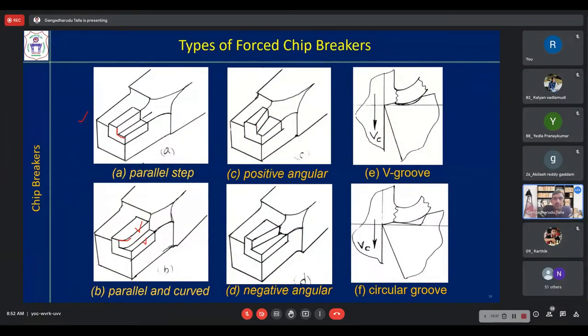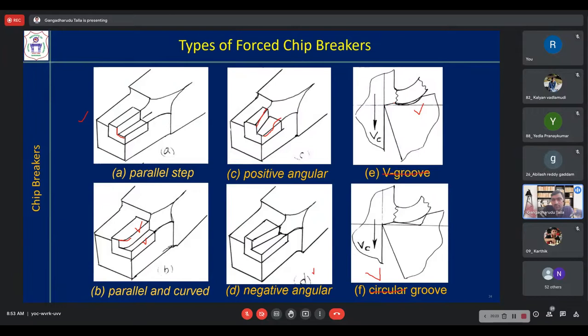So a step, where some inclination is provided for this step, and the width of the step is increasing towards the operator. That is the positive angular step. Now the width of the step is increasing towards the workpiece. So that is the negative angular step. Another type is the V groove. Actually, the names are interchanged. This is not the V groove. This is the circular groove in this figure. This is the V groove. This one is V.